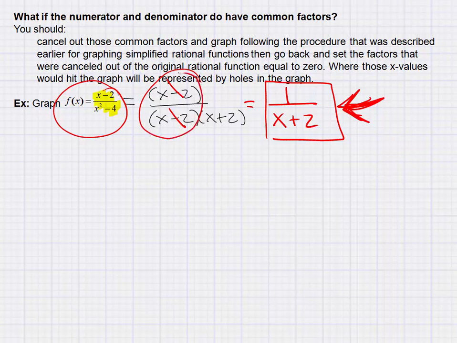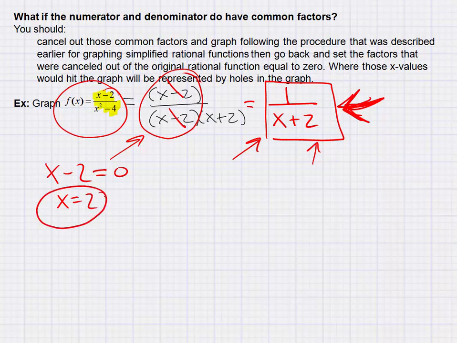So after you graph this function, the one that is already simplified, you're going to go back and say, what factors did I cancel out? In this case, I canceled out the x minus 2. When is that equal to 0? What are the zeros for that factor? In this case, x equals 2. This is something that would make the denominator 0. However, it's not going to be a vertical asymptote because I can cancel it out of the denominator. But it is still going to be a break in the graph.